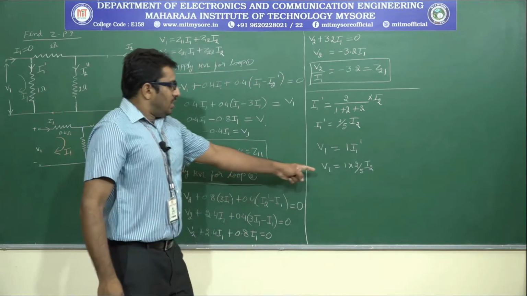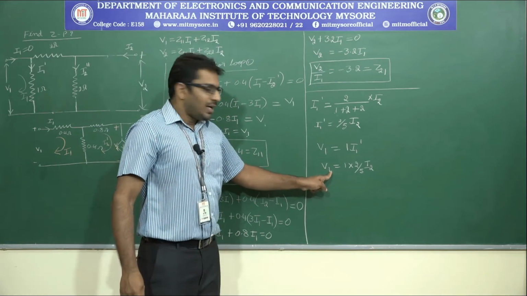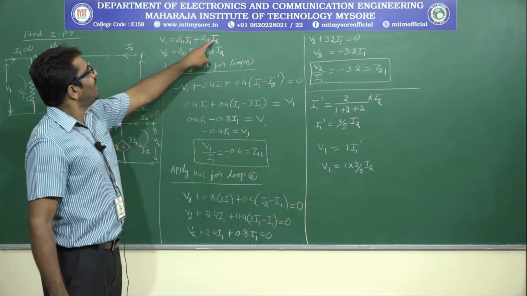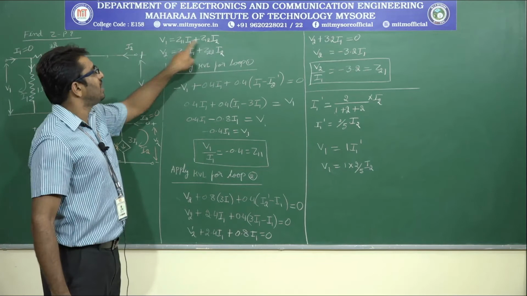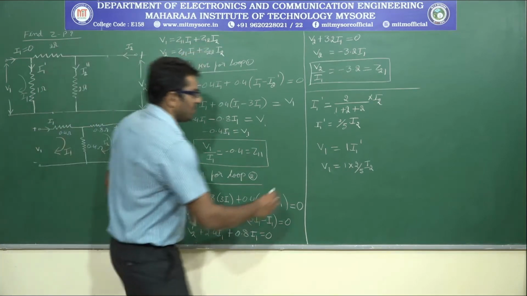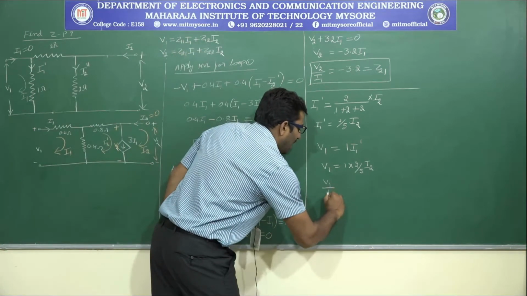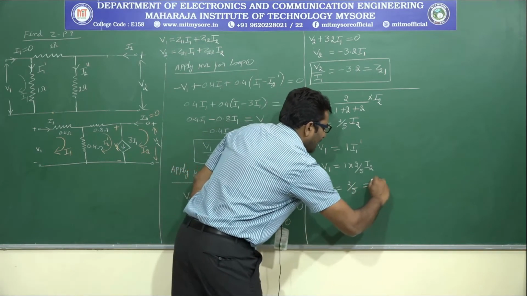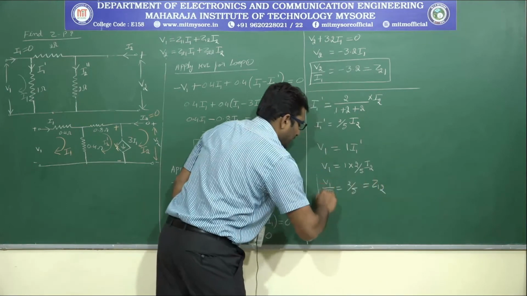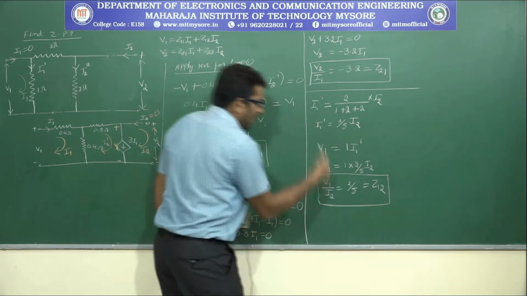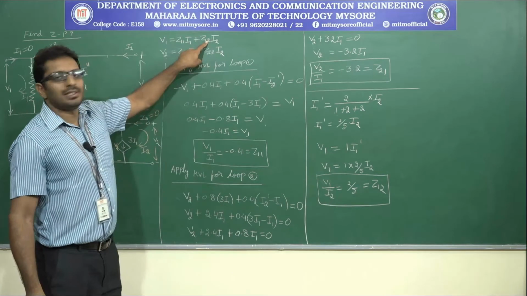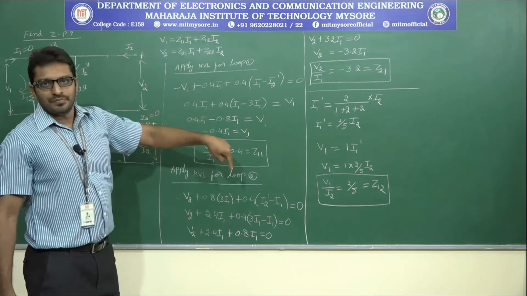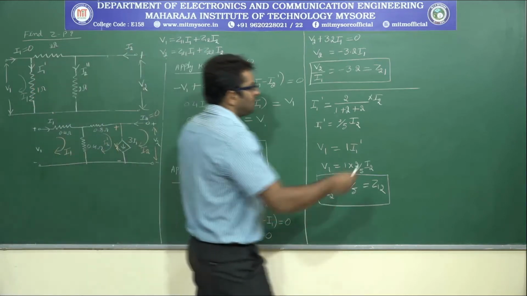Therefore, this equation with two variables, what is that? V1 and I2. So Z12 is equal to V1 by I2. So V1 by I2 is equal to 2 by 5, that is nothing but Z12. This is how we can find out the third parameter, known as Z12, which is equal to V1 divided by I2. Is that clear?